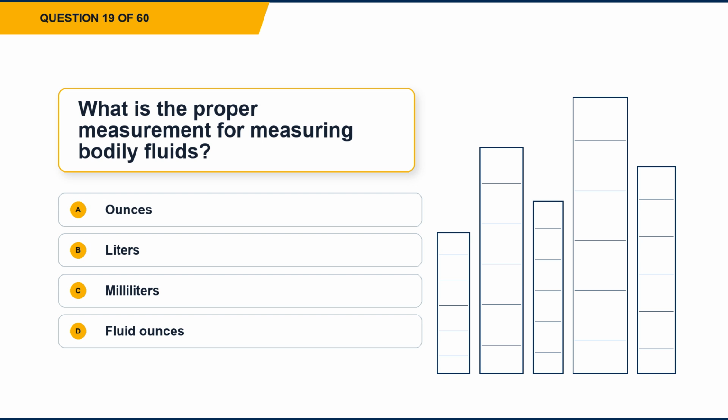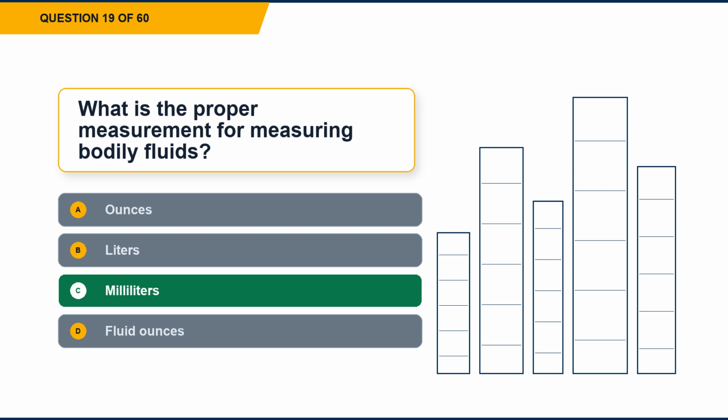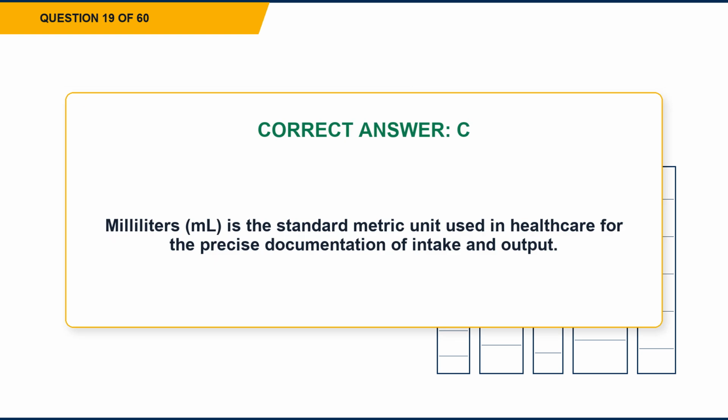Question 19. What is the proper measurement for measuring bodily fluids? Option A, ounces. Option B, liters. Option C, milliliters. Option D, fluid ounces. The correct answer is option C, milliliters. Explanation: milliliters, ml, is the standard metric unit used in healthcare for the precise documentation of intake and output.